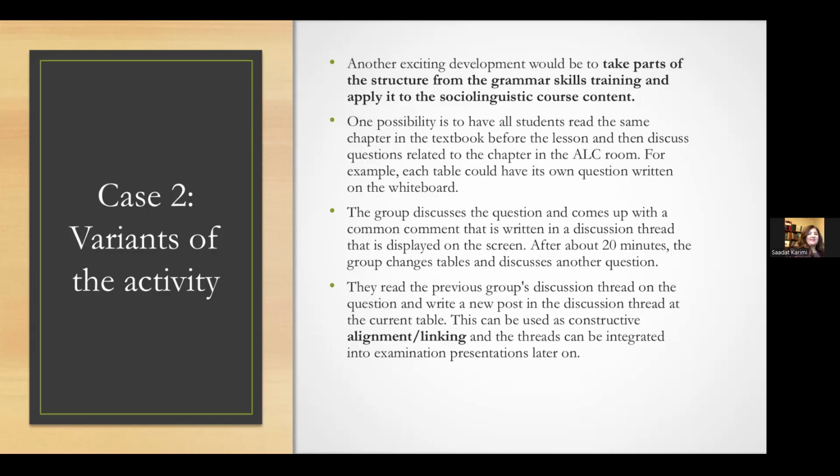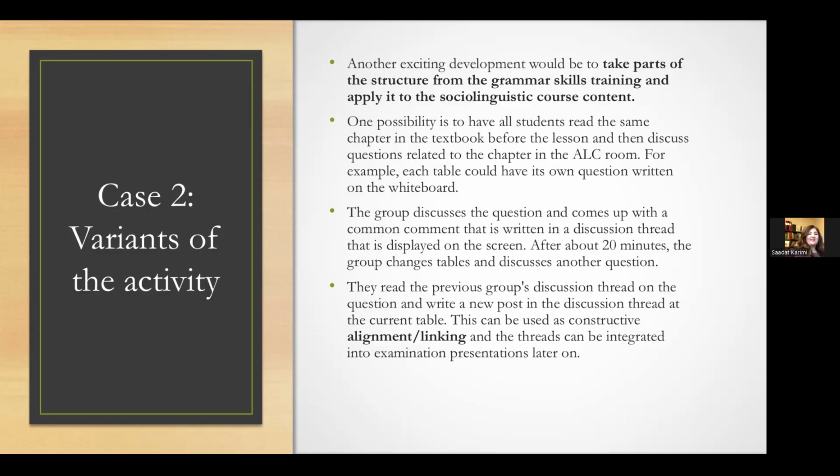Another exciting development would be to take parts of the structure from the grammar skills training and apply it to the sociolinguistic course content. One possibility is to have all students read the same chapter in the textbook before the lesson and then discuss questions related to the chapter in the ALC room. For example, each table could have its own question written on the whiteboard.